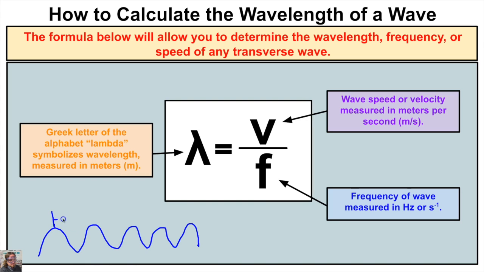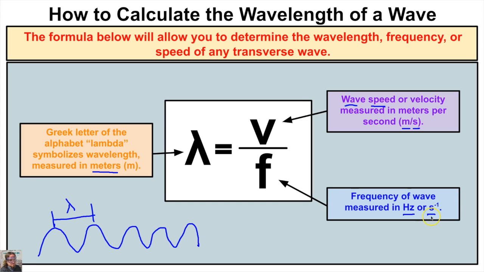What we want to do is determine the wavelength of this wave, or lambda, which is the Greek letter of the alphabet that is used to symbolize the wavelength of a wave. If we want to figure out the wavelength of this wave, we can use the wavelength formula that we see right here. Lambda equals V over F, where lambda is the wavelength of that wave, typically measured in meters. V is going to be the wave speed or velocity of that wave, usually measured in meters per second. And F here is going to be the frequency of the wave, typically measured in hertz, or s to the minus 1 power.